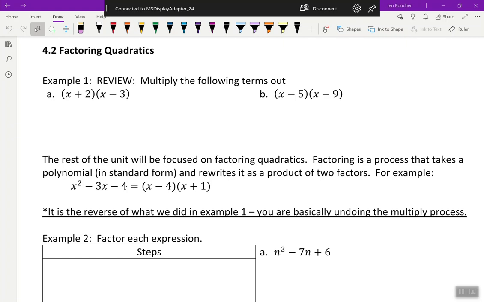Really quick, let's multiply those out. So distribute the x, distribute the 2, combine like terms.